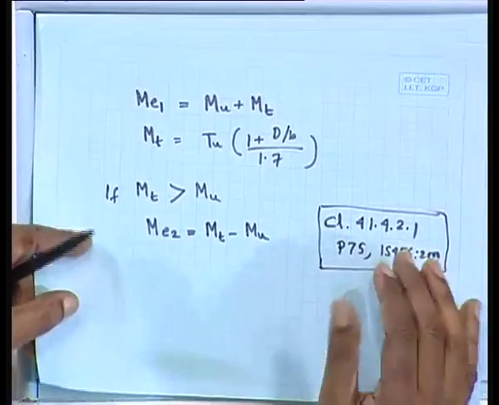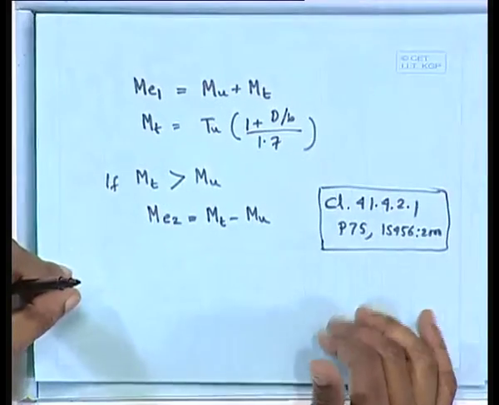That also we can check if it is sufficient, or we can provide at least that value. There is nothing wrong that way, because after all we are providing the top reinforcement for hanging bars, even if we do not require it. So we can check that, but strictly speaking, as per clause 41.4.2.1, we do not need it if mt is less than mu.